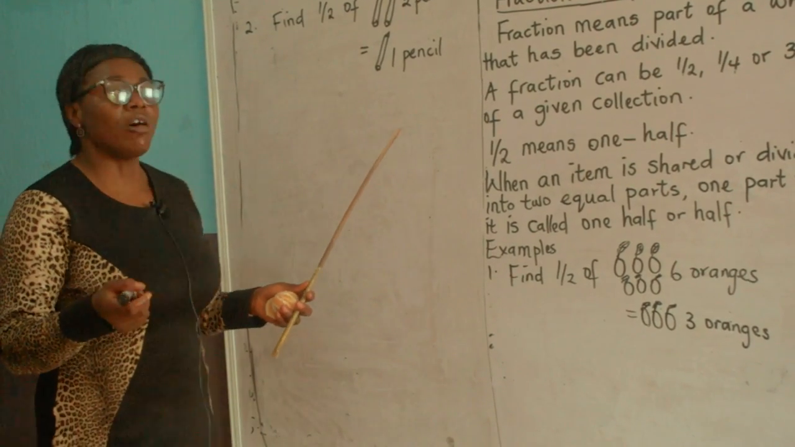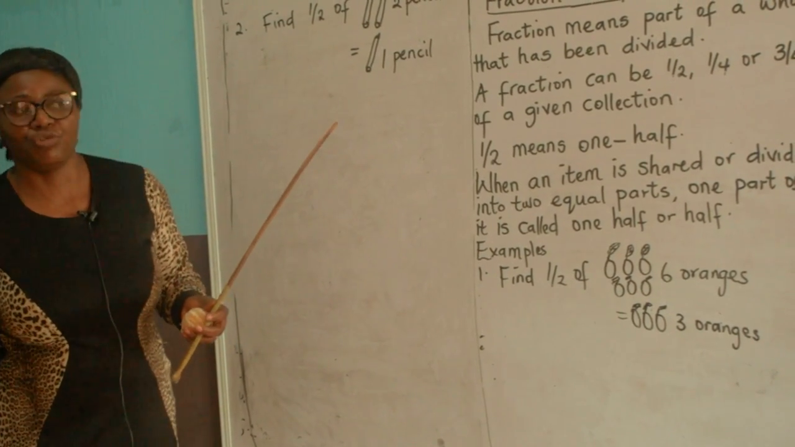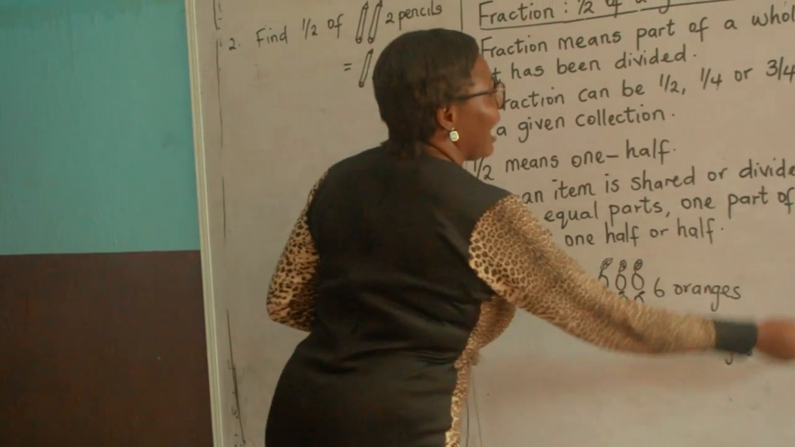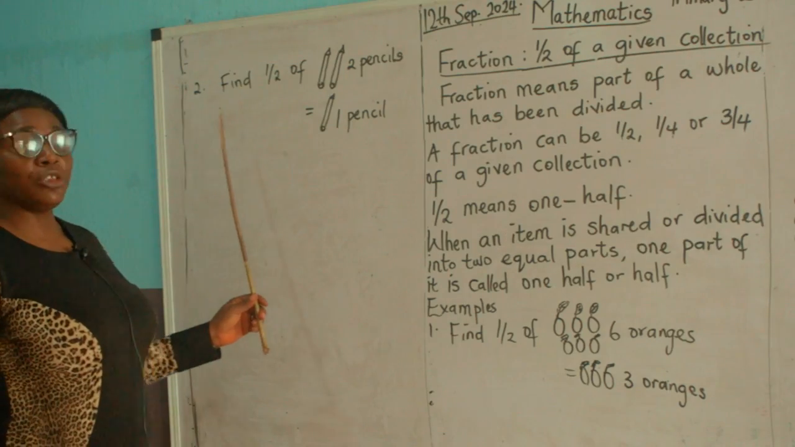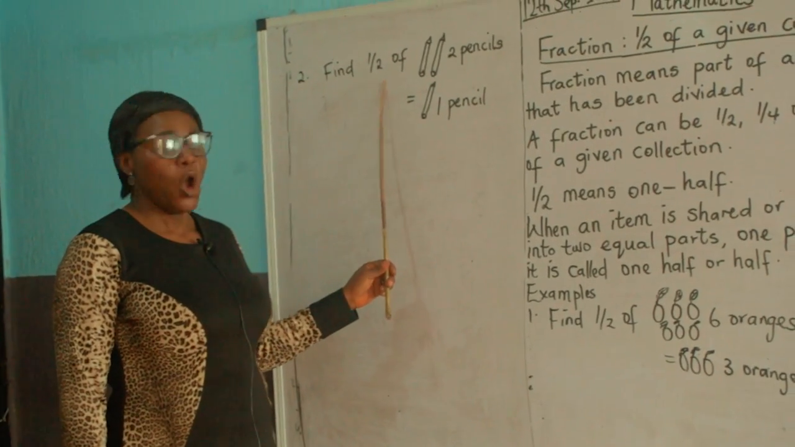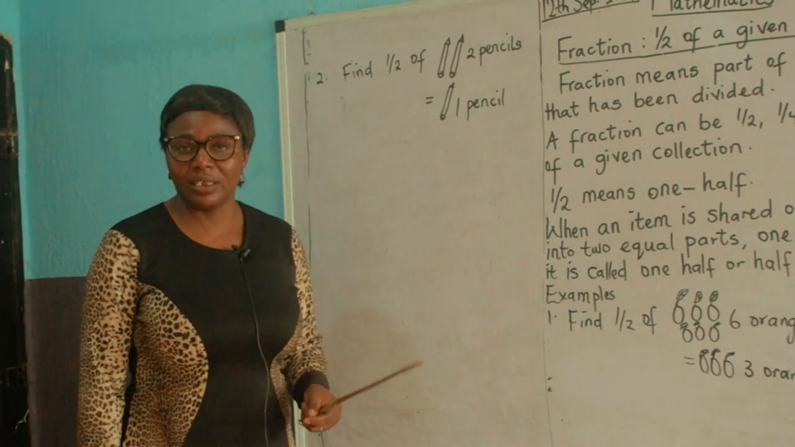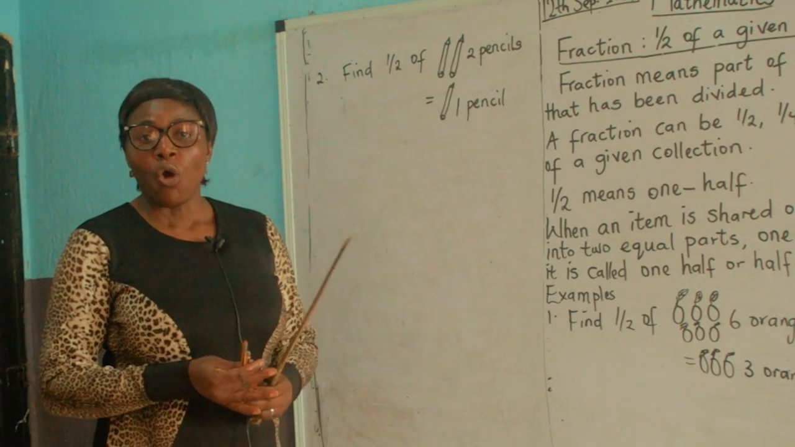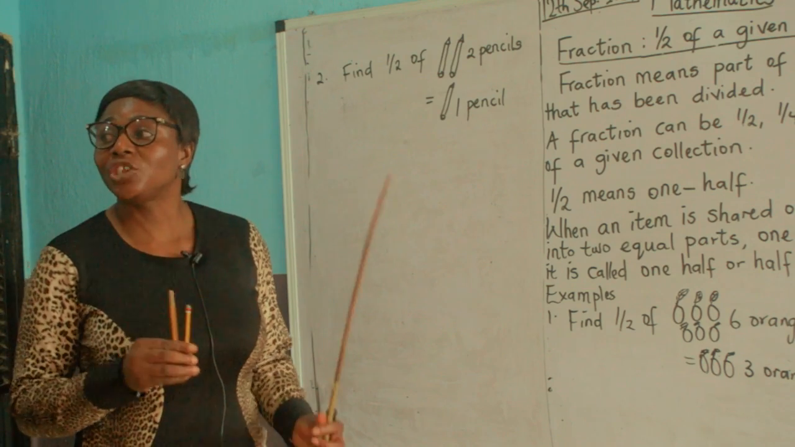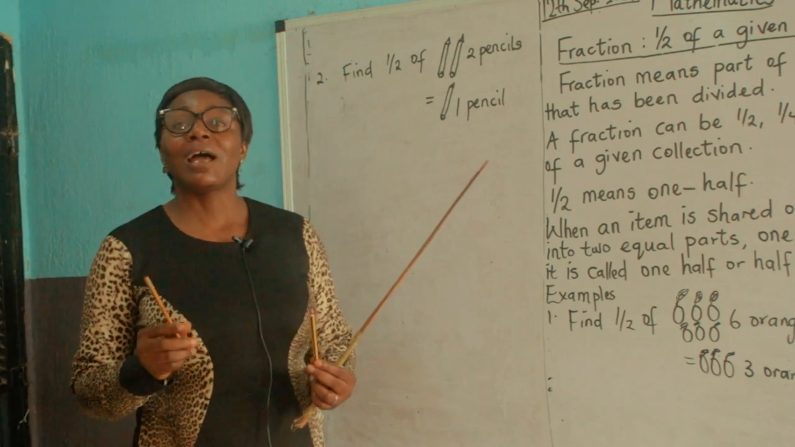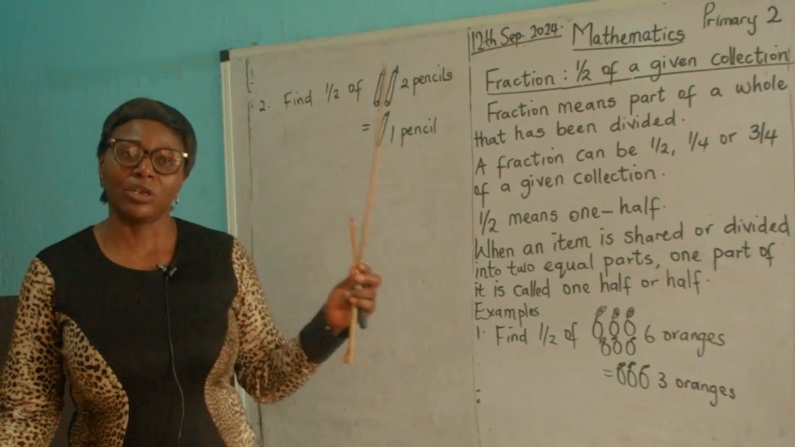You can decide to also draw strokes and share the 2 between the 2 children. Example number 2, find half of 2 pencils. What this means is you are sharing 2 pencils for 2 children. Here with me are 2 pencils. Let's assume I want to share these pencils for Ola and Olu. Ola takes 1 pencil and Olu takes the other pencil.